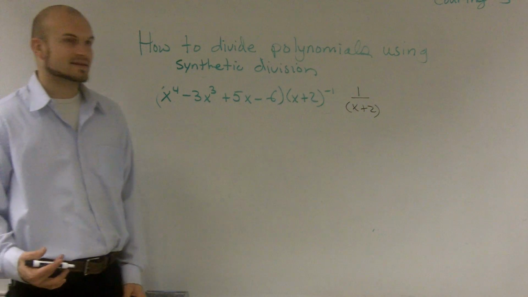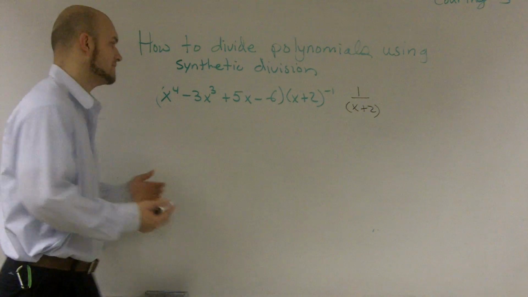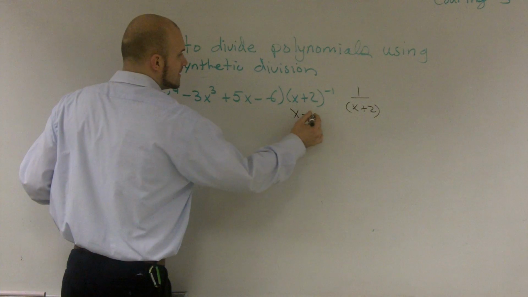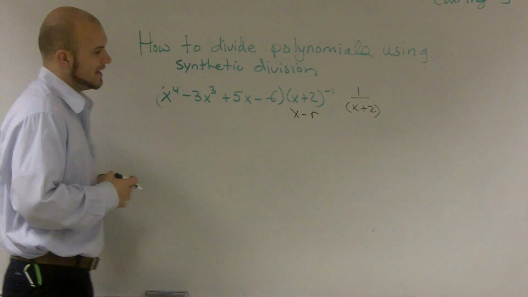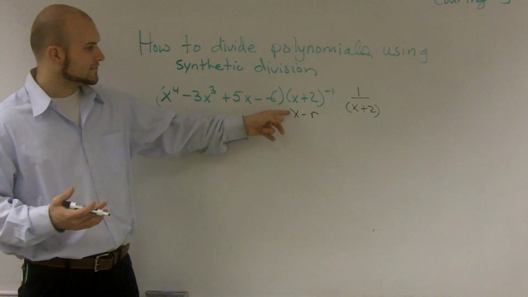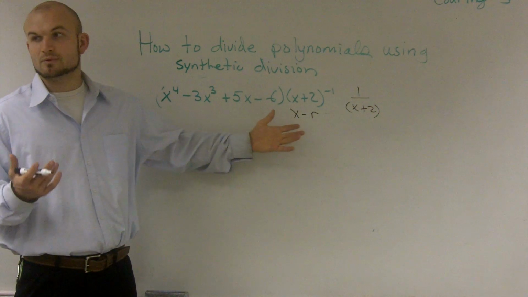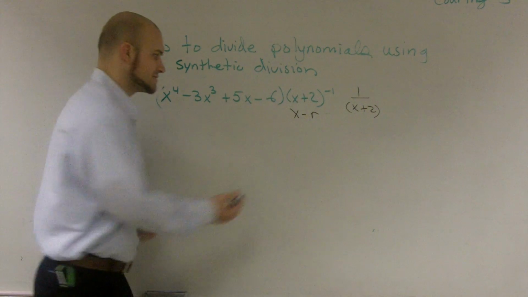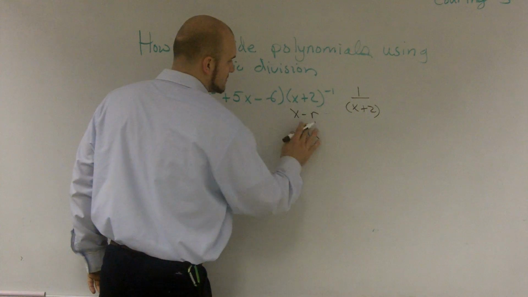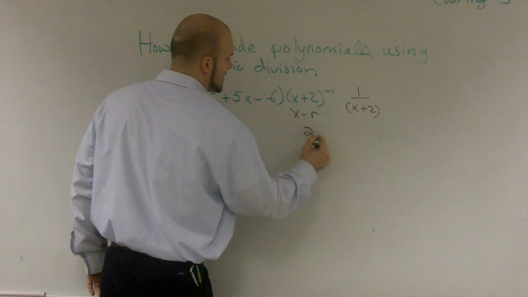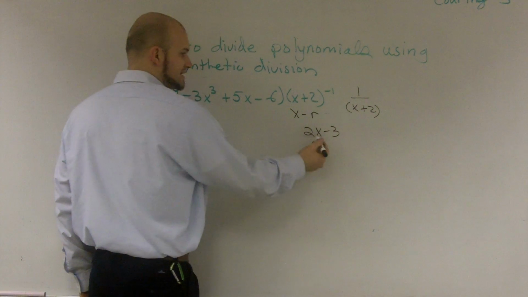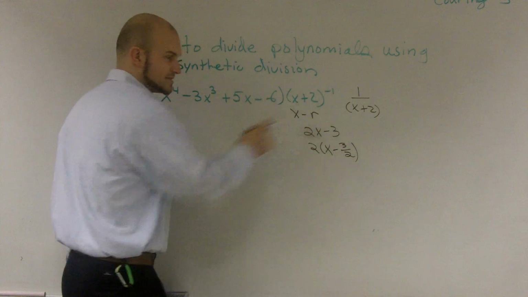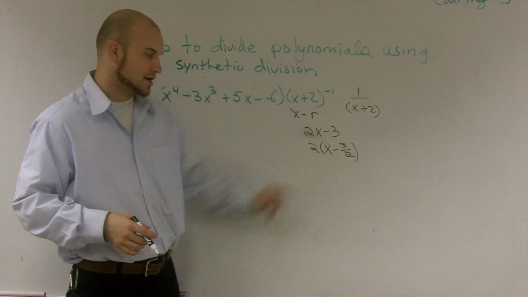Now the most important thing to know about synthetic division is that we have to make sure our divisor is in the form of x minus r. Therefore the coefficient of your variable has to be 1. If you don't have that, you're going to have to factor out a coefficient. In our last example, we had 2x minus 3, and I had to factor out a 2 to get x minus 3 halves. Now it's in the form of x minus r.